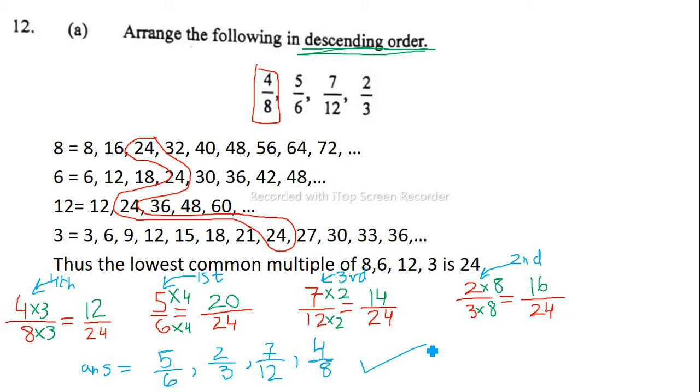Any questions for me? So we didn't have to simplify. So the first thing we do is find the LCM, then we use the LCM to make sure all our denominators are the same. When they are the same, then we can compare them. Then we arrange them in order from highest to lowest, in descending order.